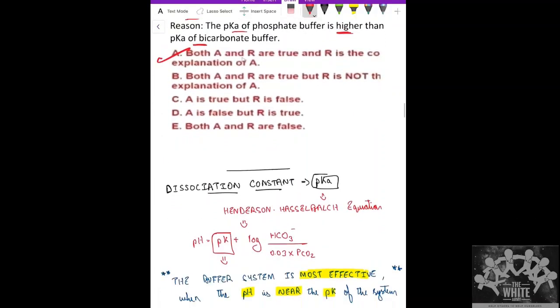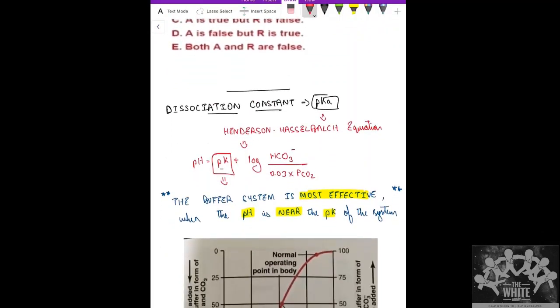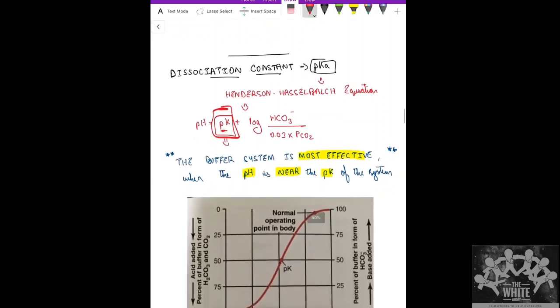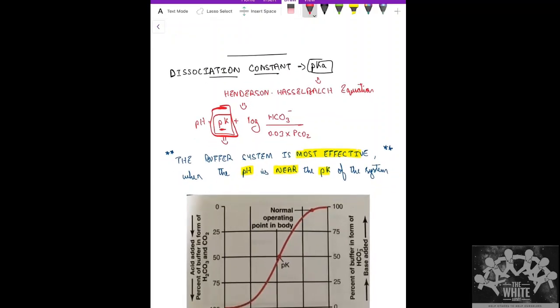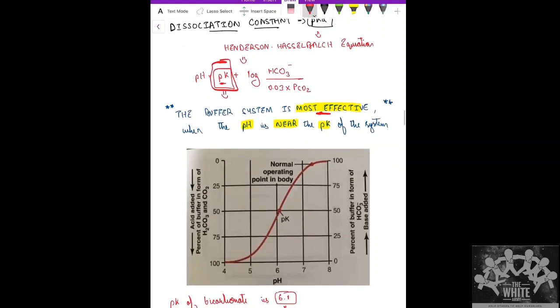Why? We'll see now. There is something called the dissociation constant, which we get from the Henderson-Hasselbalch equation, which we are going to read tomorrow. pH equals pK plus log of HCO3 minus divided by the undissociated form. Here we have a constant called pK. This pK is characteristic for every buffer. Every buffer system has its own pK. The buffer system is most effective when the pH is near the pK of the system. When pH almost equals pK, that is when the buffer system is most effective.